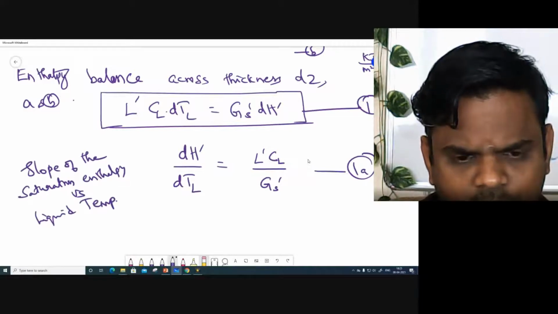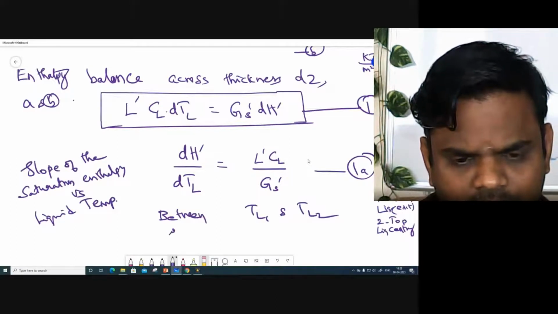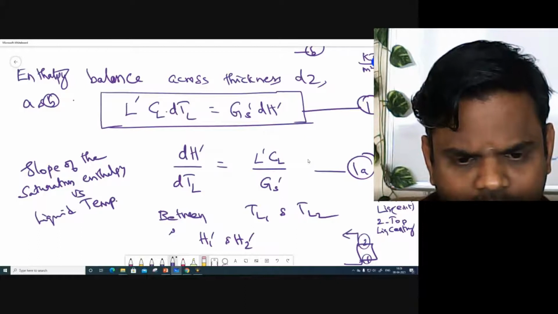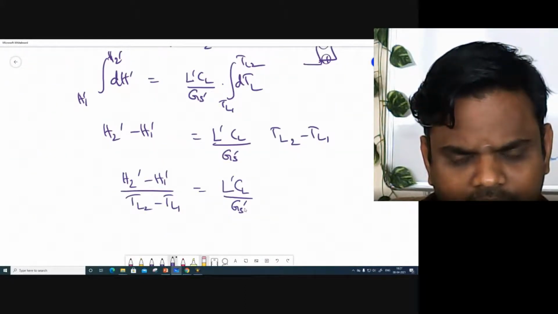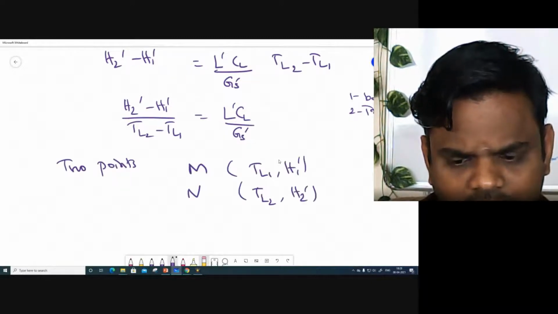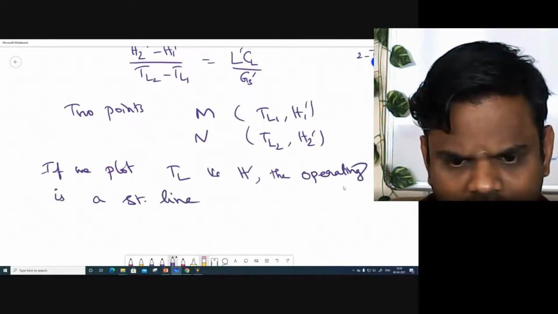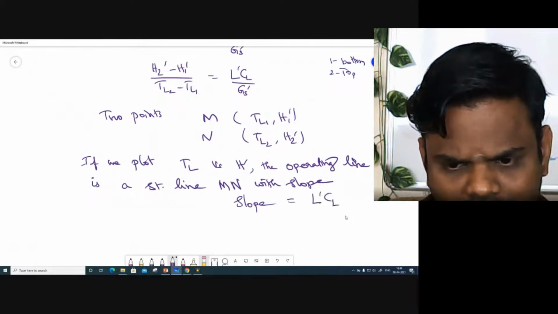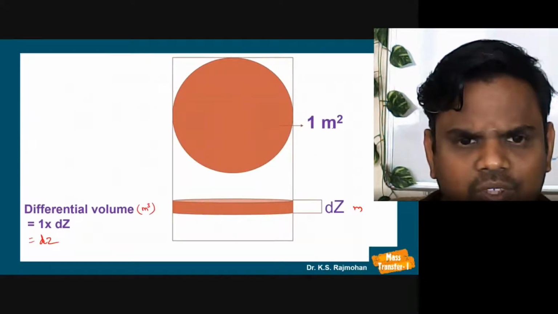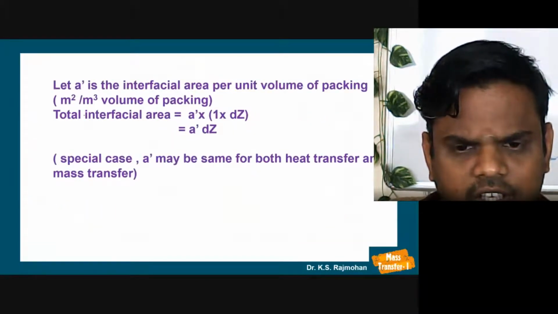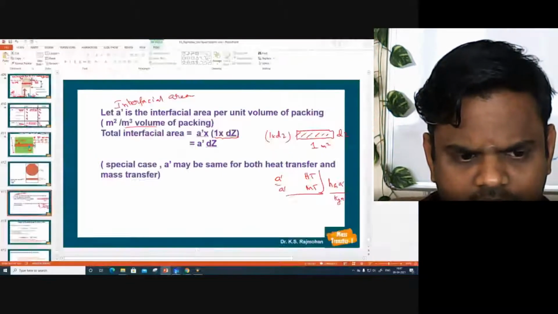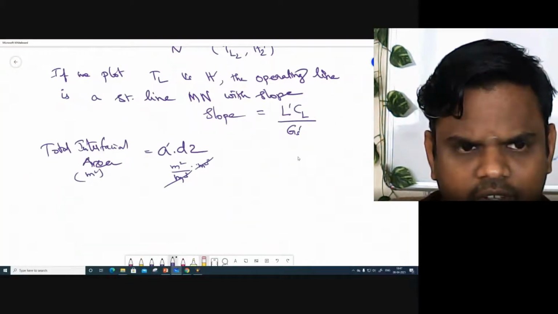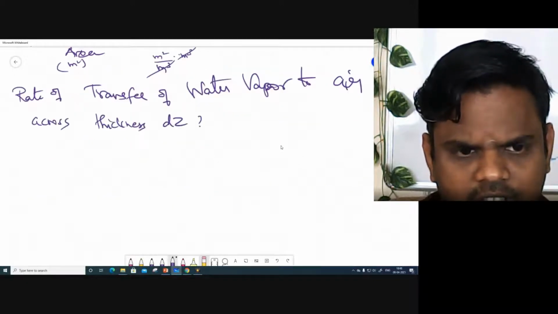If you make a plot of h2 dash minus h1 dash by Tl2 minus Tl1, we will get a line with a slope of L dash Cl by Gs dash. Here Cl is the Cp of water. Okay. So then we consider the cross section area of 1 meter square and thickness. What is the differential volume, which is dz meter cube. Then the total interfacial area was written.